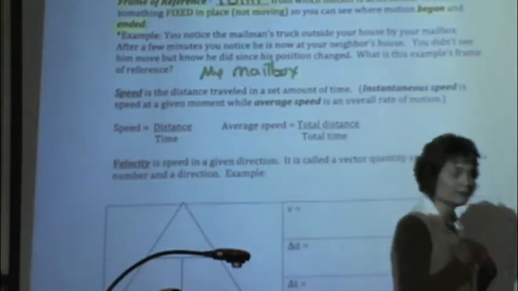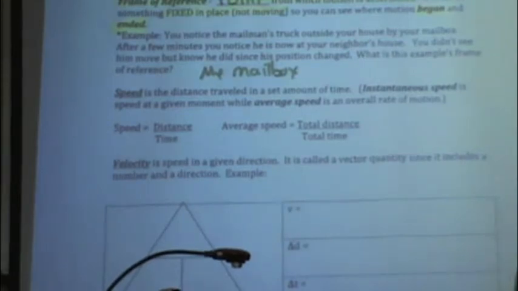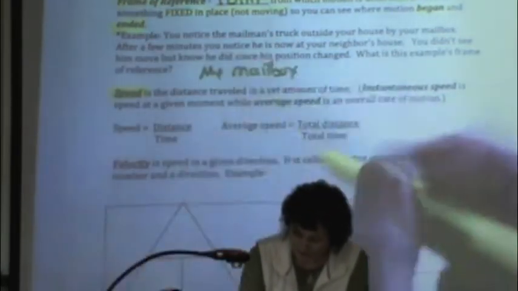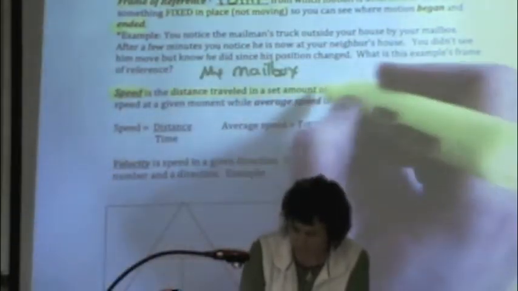Now technically I could calculate his speed if I knew two things about his motion. A, how far he went, B, how long did it take. Now there's two kinds of speed we're going to talk about, and there's two kinds of speed you're going to measure in the lab. Speed is the distance traveled per set amount of time.